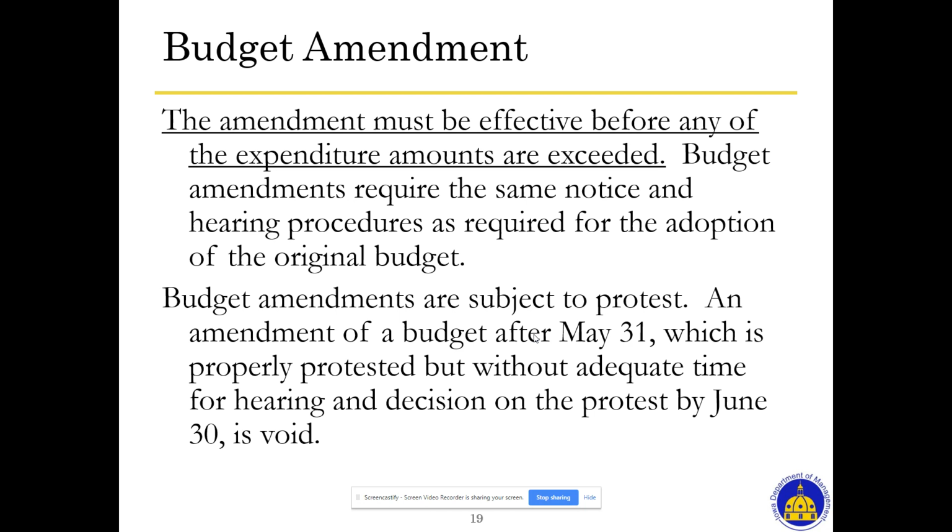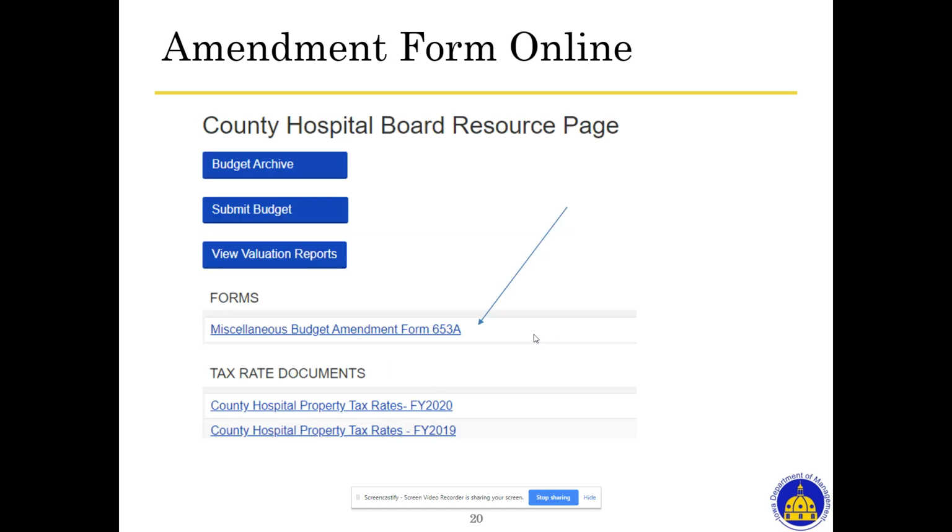An amendment of a budget after May 31st, which is properly protested but without adequate time for hearing and decision on the protest by June 30th, is void. So in other words, if you need to amend your budget and you're right at the end of the fiscal year, so you need to amend it during June, we do usually suggest you go ahead and amend, but you need to be aware that if your budget amendment were protested during that month of June, there would not be time to hold a local hearing and render a decision on the protest, so therefore your budget amendment would be void.